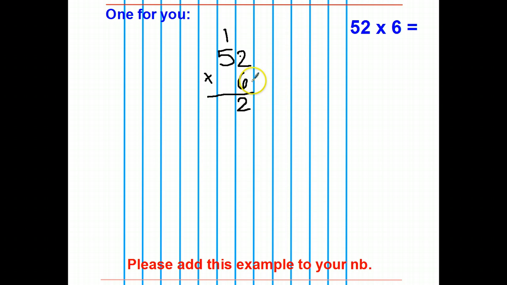All right, what you should have done is taken your 6 and multiplied it times 5 tens. 6 times 5 tens is 30 tens, but we still have this 1 ten right here too. So 30 tens plus 1 ten will give me 31 tens. So it looks like 52 taken 6 times is 312.